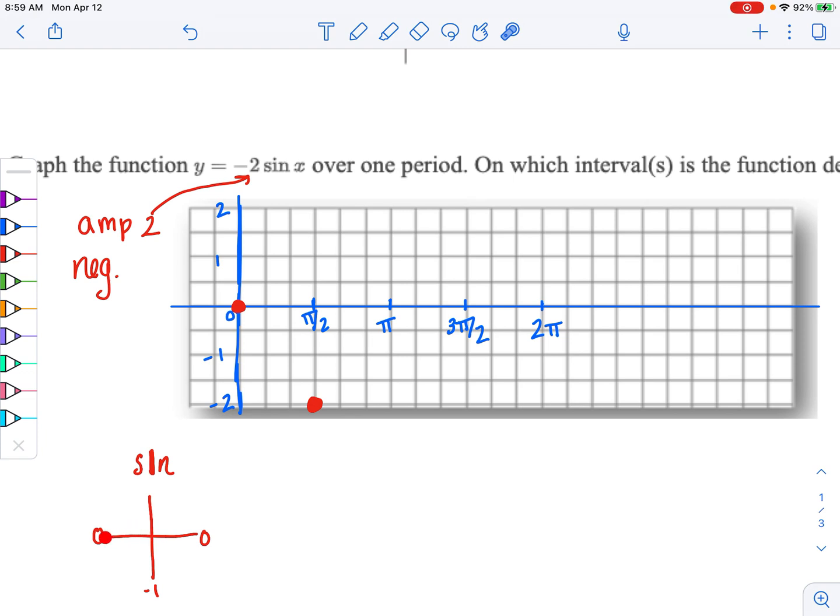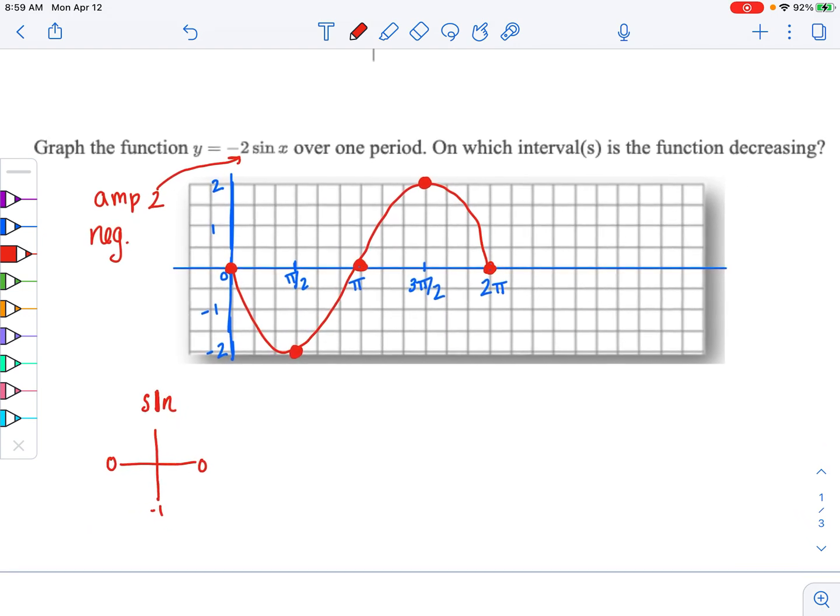Sine of pi is still 0. So that doesn't change with the amplitude at all. We're going to kind of see this pattern. 3 pi over 2 will be +2, and 2 pi is always 0. So this is my curve, y equals -2 sine of x over 1 period. The period is 2 pi.